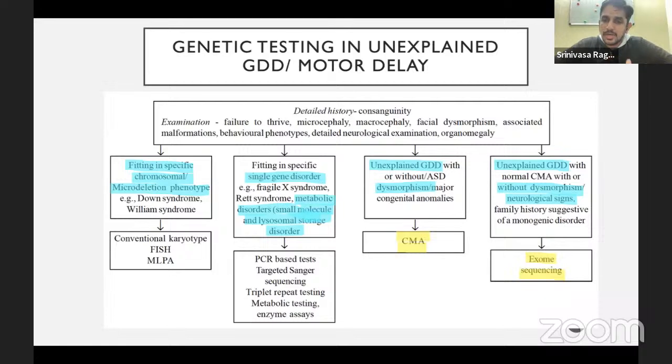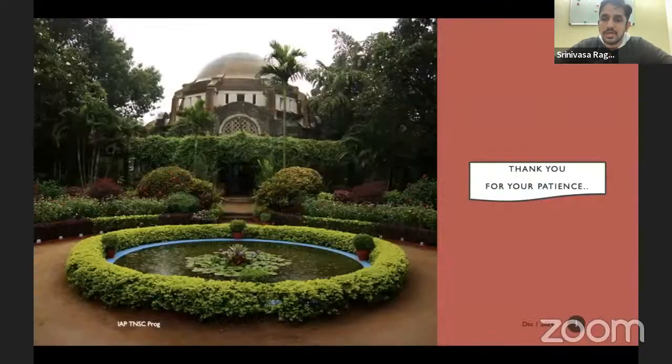When the child has unexplained global developmental delay but no obvious dysmorphisms, but the child has associated epilepsy and a possible monogenic disorder, or there is a family history of similar illness, then you go for exome sequencing, because what test to order is also important. For example, a child with suspected Fragile X syndrome, it is due to trinucleotide repeats, which can be picked up only on PCR-based tests. You cannot order a chromosomal microarray or exome sequencing for this child. So what test you ask for should depend on what you're targeting, what is the suspected condition that you're evaluating for. Thank you.